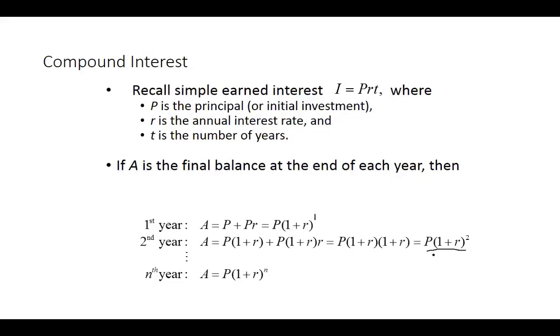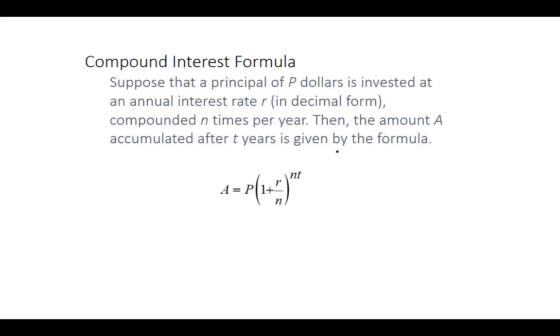So for the third year would be P times 1 plus R to the power of 3, and so on. For the nth year, then, A is equal to P times 1 plus R to the power of n. So we're going to use this formula to find the amount A. In this case, suppose that a principal of P dollars is invested at an annual interest rate of R. We're going to change R to the decimal always. Compounded n times per year, then the amount A accumulated after t years is given by this formula.